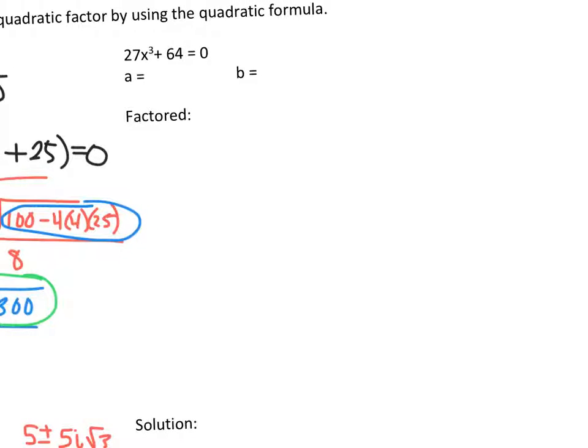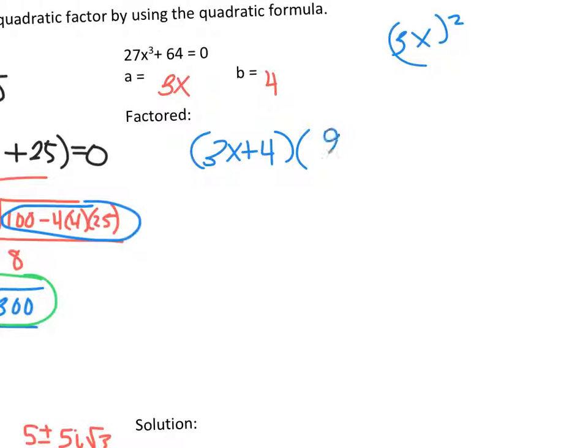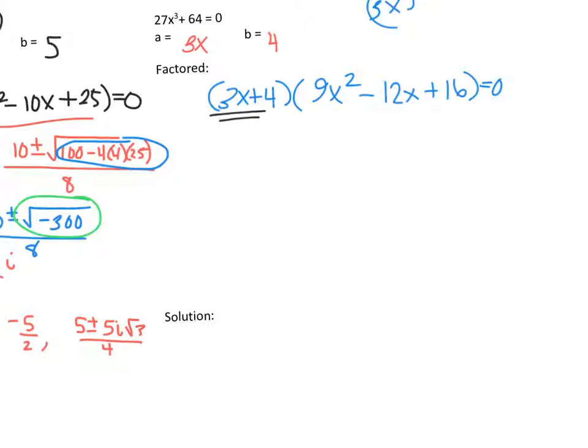Okay, and the last one, your a is going to be 3x, because the cube root of 27 is 3, and the cube root of x cubed is x. And then your b, the cube root of 64 is 4. So factored, it's going to be a plus b, so 3x plus 4, times a squared, so 3x squared is going to be 9x squared, minus 12x, because it's minus ab, plus 16. And this is an equation, so it equals 0. So I can use the zero product property and set the first term equal to 0. So that's going to be 3x plus 4 equals 0. 3x equals negative 4. x equals negative 4/3. So it's negative 4/3.